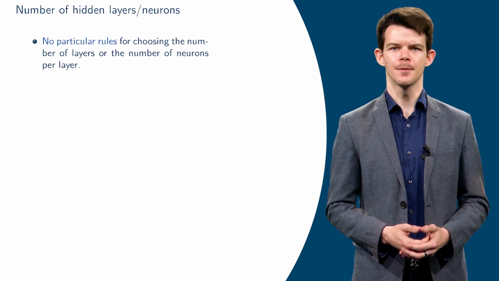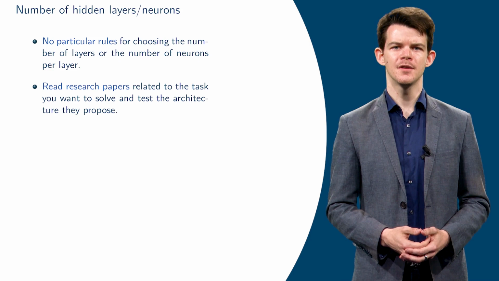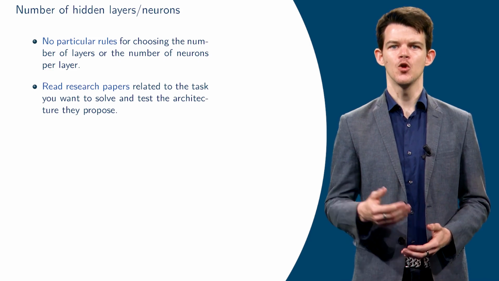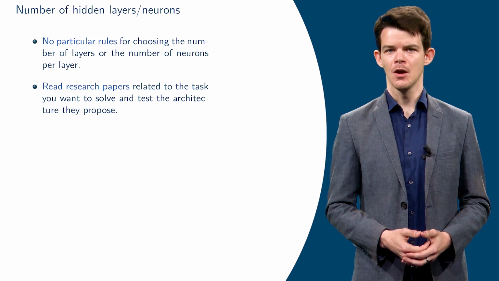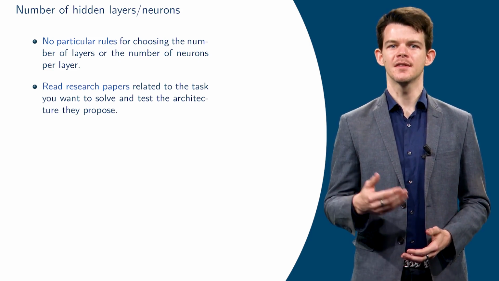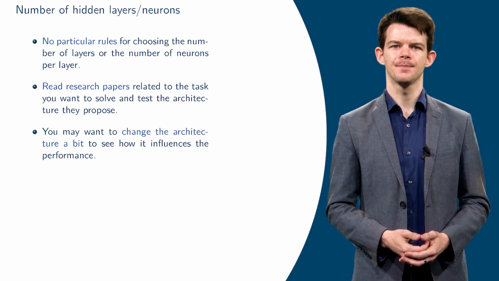neurons per layer. Research papers often contain architectures that have good performances on specific tasks. You may want to read them and try these architectures as baseline. Remember that the best network architecture is task-specific. There is no general best architecture.